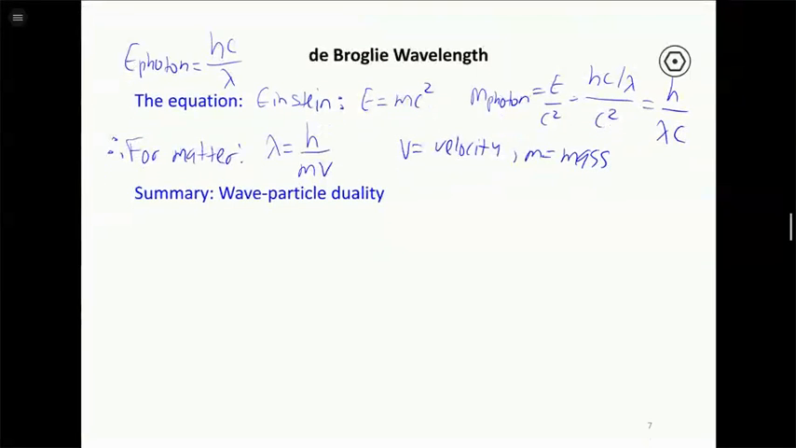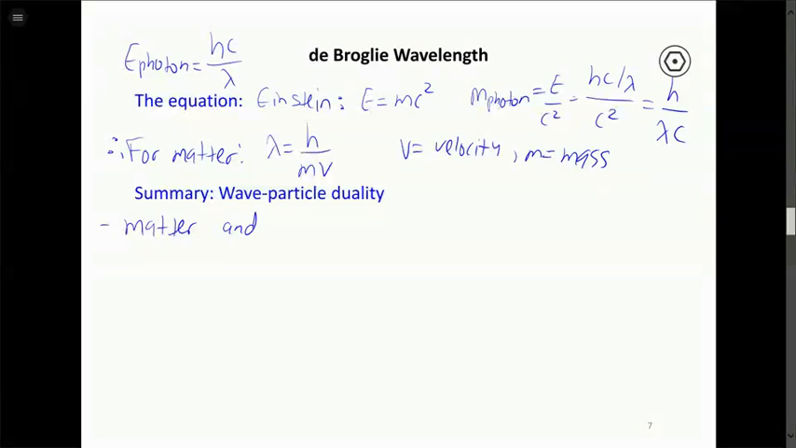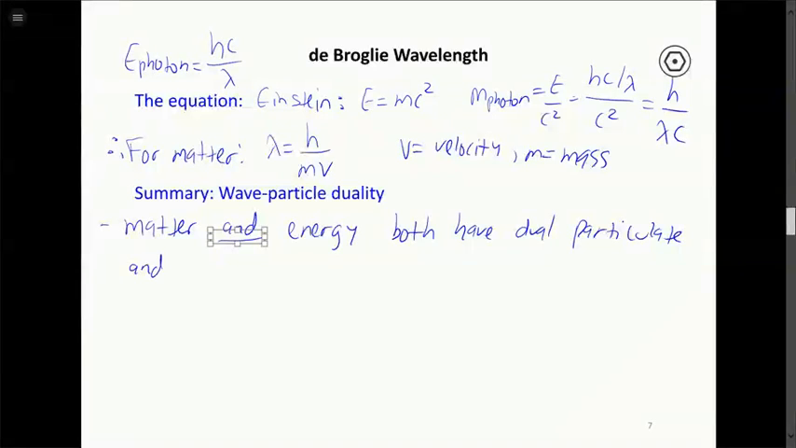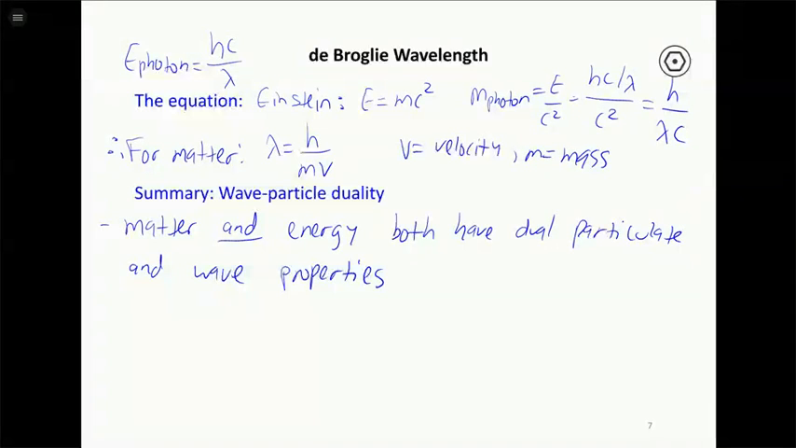And so in summary here, we have what's called a wave-particle duality. So matter and energy, or what we call electromagnetic radiation, both have dual particulate and wave properties. All right, so there are no longer two different distinctions between particles and waves. They're really one and the same thing, where waves have an effective mass, particles have an effective wavelength.